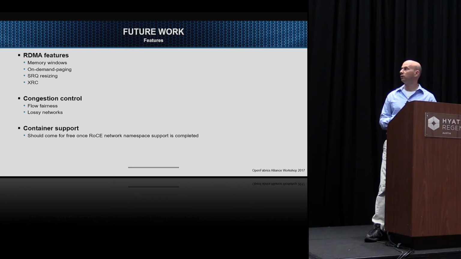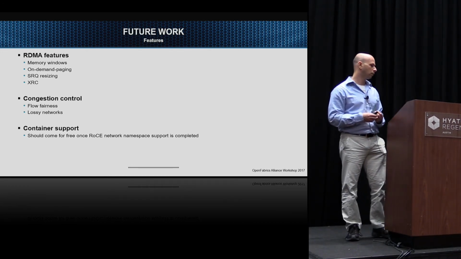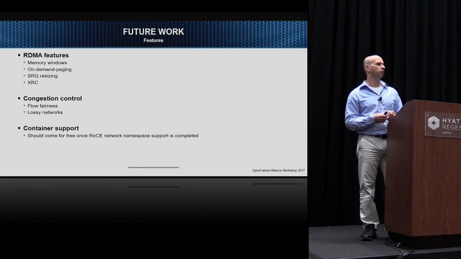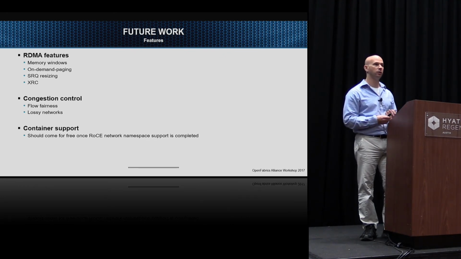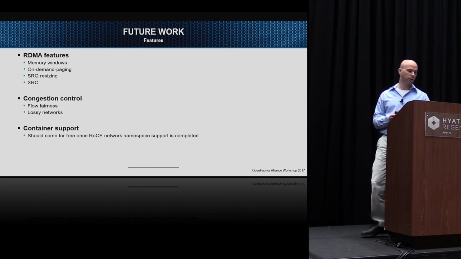Finally, container support. The current kernel does not support network namespaces for RoCE, and we do plan to add that, and once it is added, it should work transparently also for SoftRoCE. So you can, for example, allocate some VETH device or MACVLAN device, and you should be able to assign that to a separate network namespace and have a SoftRoCE instance operating on top of that.